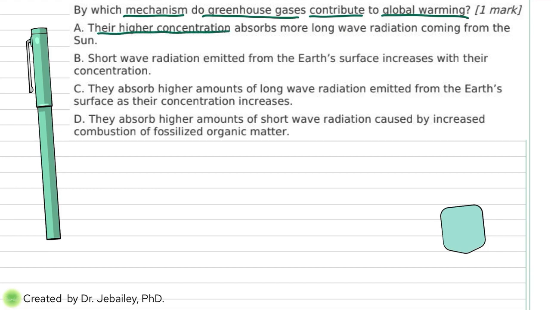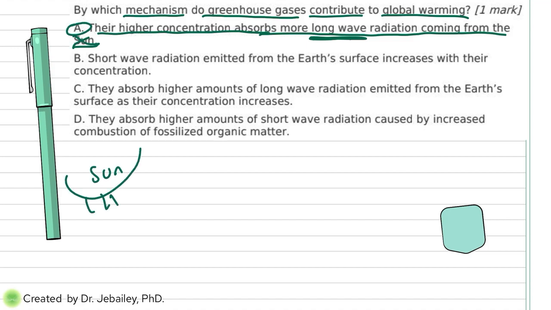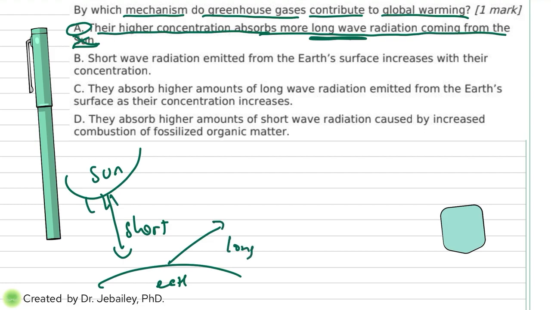The higher concentration absorbs more long-wave radiation coming from the sun. So just saying the words "long-wave coming from the sun" is already wrong. Once again, reminding you, the sun sends the short wave, it hits the earth, and then the earth is the one that sends the long wave. So if you're going to say anything about emitting long wave, it should be the earth, not the sun. Here it says the short wave radiation emitted from the earth. Short wave is not the earth, it's the sun, so B is off.